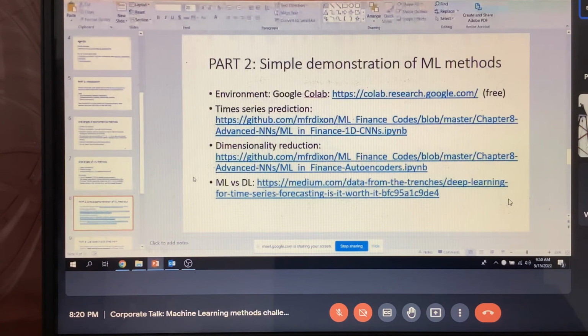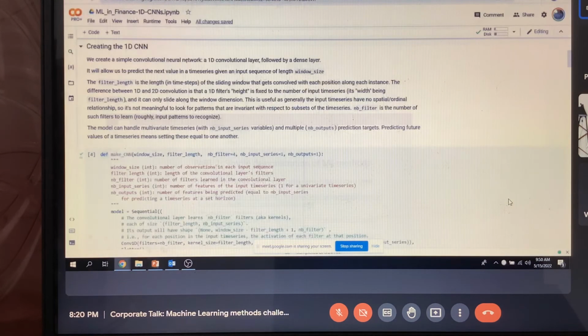I know I've overshot time. The other one is dimensionality reduction. So I'll briefly go across dimensionality reduction.